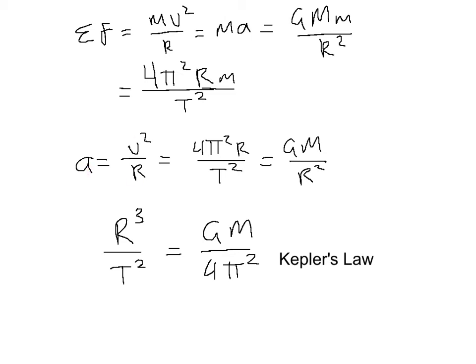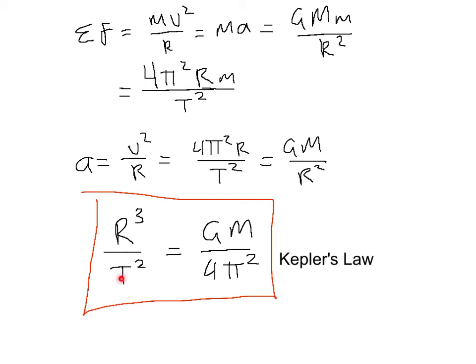Acceleration is also v squared on r, or 4 pi squared r on t squared, or GM, big M, on r squared. We can combine those again into a useful expression called Kepler's law. Kepler's law is this one here. It's worth knowing. It states that the radius of orbit cubed divided by the period squared is equal to GM on 4 pi squared. What's important to note here is that this part of Kepler's law is constant.